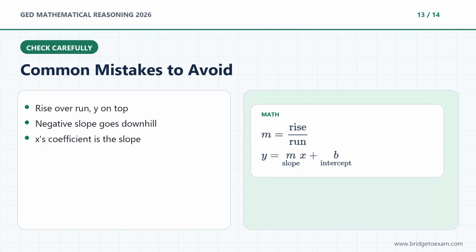Watch out for these traps. Slope is rise over run, not run over rise, so keep y on top. A negative slope goes down to the right, not up. And in y = mx + b, the number attached to x is the slope, while the number by itself is the y-intercept. Do not mix them up.